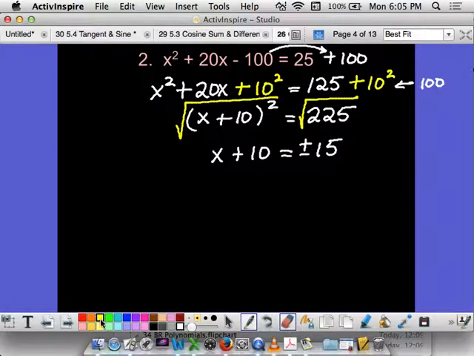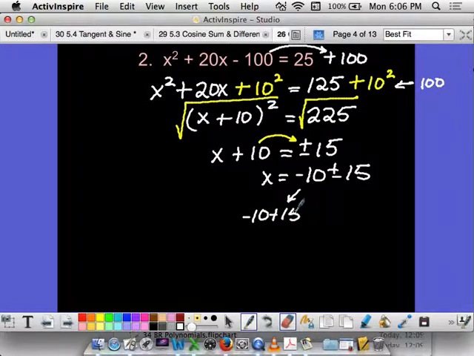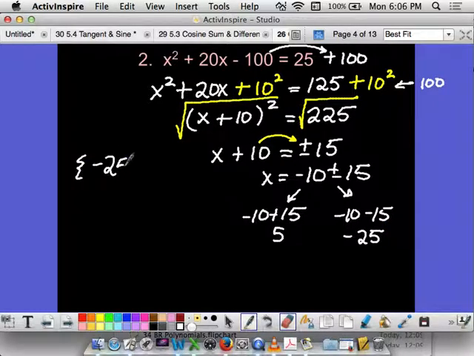And then we're going to solve. The 10 comes over, and of course it's going to become negative 10. Positive on the left means negative on the right. And because there are no radicals or imaginary numbers here, I'm going to simplify that. So I have negative 10 plus 15, which is 5. And I have negative 10 minus 15, which is negative 25. So when I write my answer from least to greatest, I have negative 25, 5. We'll continue the next ones on the next slide.